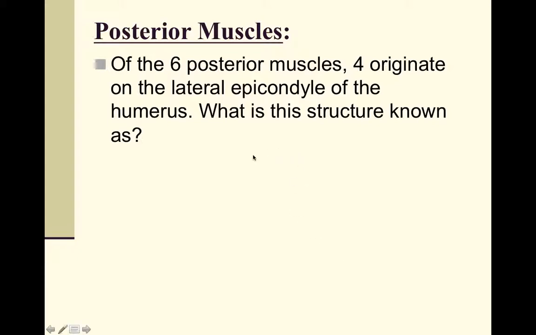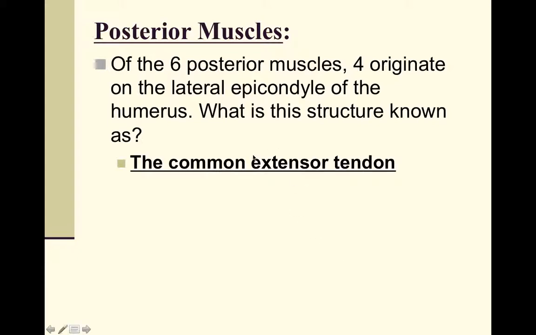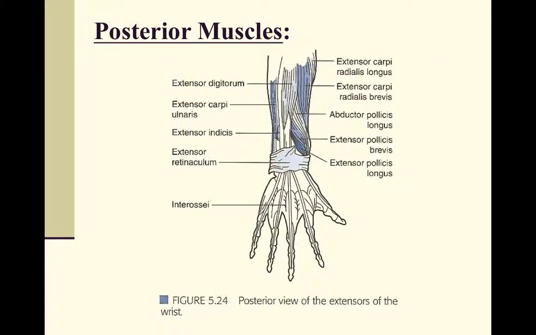So what is the structure known for the posterior muscles? It is called the common extensor tendon. And here's a bunch of them that you can see. These pictures, again, are really good, so you can kind of identify what's going on. We've got the extensor carpi radialis longus coming all the way from the humerus down here. We have extensor carpi radialis brevis. We haven't talked about the thumb muscles yet, but those are all thumb muscles. Extensor digitorum, extensor carpi ulnaris, extensor indicis, and there's your retinaculum, and we'll get to these hand muscles in a minute.